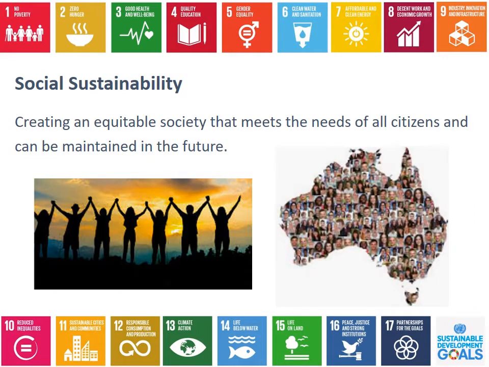So social sustainability, if you were to define it, would be creating an equitable society that meets the needs of all citizens and can be maintained in the future. Okay, so there's a few things to that. We've looked at equity a bit, making sure that people who need more support get it. We've looked at meeting the needs of all citizens in terms of having equity and equality and protecting vulnerable groups. But now we're looking at what kind of things are important to make sure that that is maintained into the future.